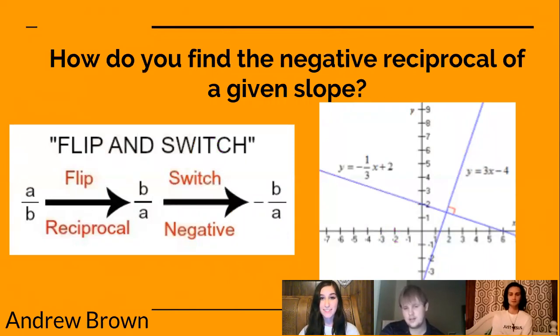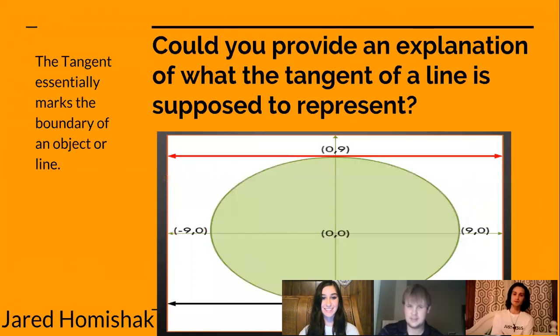Yeah. In order to find the negative reciprocal of a given slope, all you have to do is remember a few easy steps called flip and switch. In our example, we have a given slope of 3, which is also written as 3 over 1. The first step is taking the given slope of 3 over 1 and just flipping the numerator and the denominator. This now gives us 1 over 3. And after that, just switch the sign from positive to negative, and we now have our negative reciprocal of -1 over 3. So, yeah, thanks for the question, Jared. I have another question for you, man.